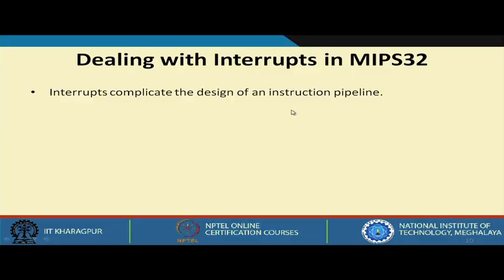Okay. Fine. Now, interrupts pose a more difficult problem in a pipeline. Let us see in the MIPS 5-stage integer pipeline, whenever an interrupt comes, what are the issues? Interrupts can complicate the design of the pipeline. How?